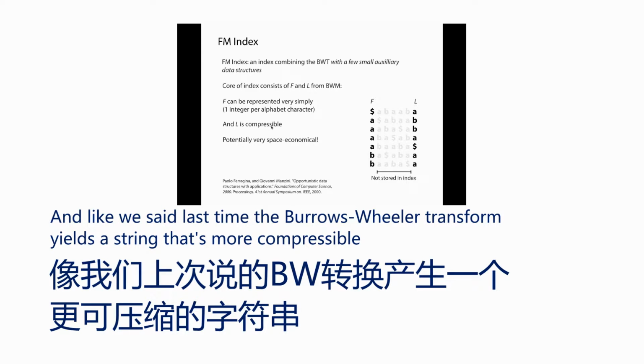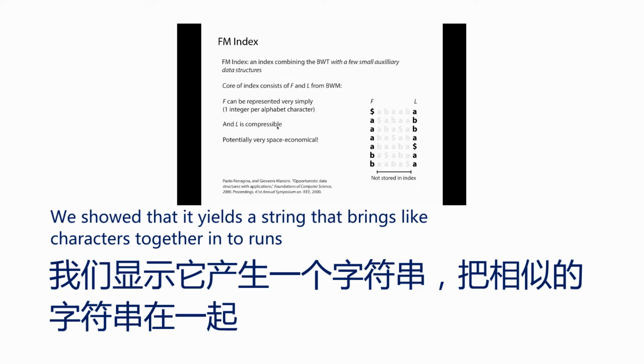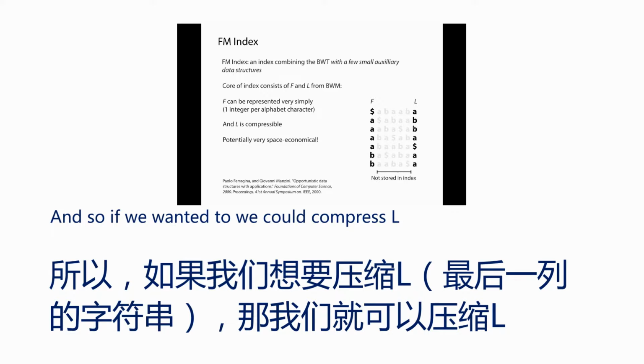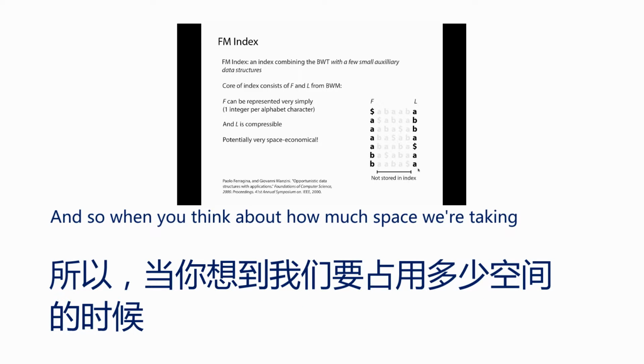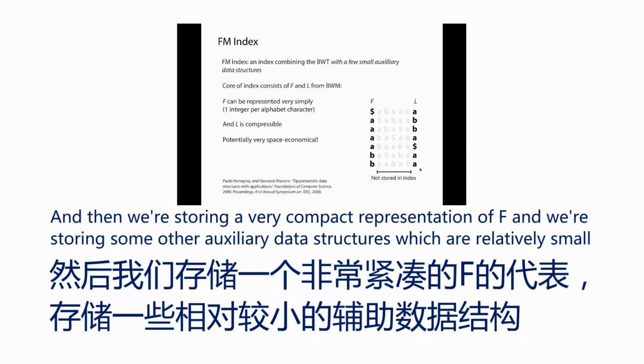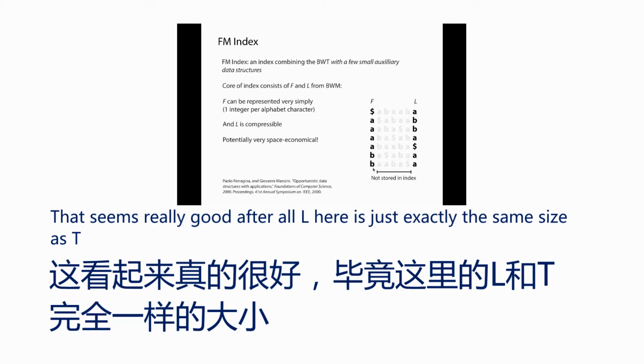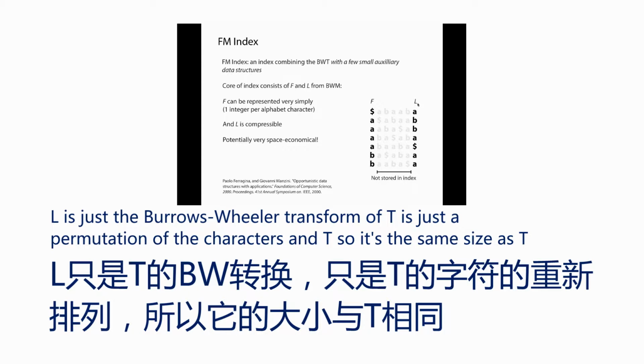So this F column can really just be represented with an array of integers, one per alphabet character. And like we said last time, the Burrows-Wheeler transform yields a string that's more compressible. We showed that it brings like characters together into runs. So if we wanted to, we could compress L. And so when you think about how much space we're taking, if we're just storing L, and a very compact representation of F, and some other auxiliary data structures, which are relatively small, that seems really good. After all, L here is just exactly the same size as T.